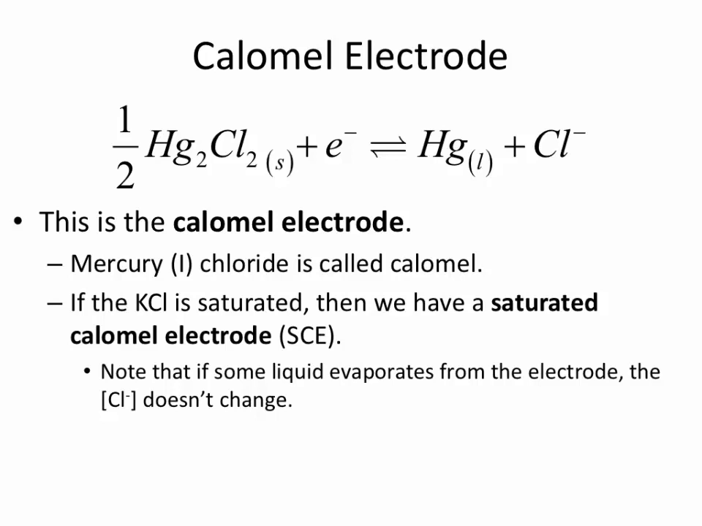Now note that if some liquid evaporates from the electrode, then the chloride ion concentration doesn't change because we have a saturated solution with potassium chloride. If we've evaporated some of the water, then we simply precipitate out some more of our potassium chloride. Likewise, if the solution gains a little bit of water, the concentration of our chloride ion will still not change because we will simply dissolve a little bit more of our potassium chloride.